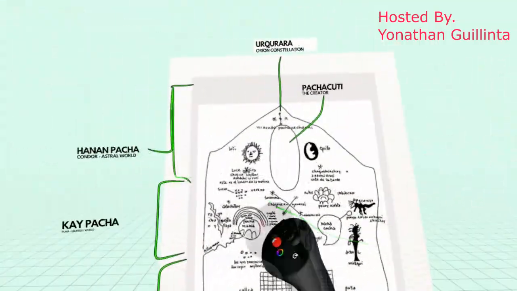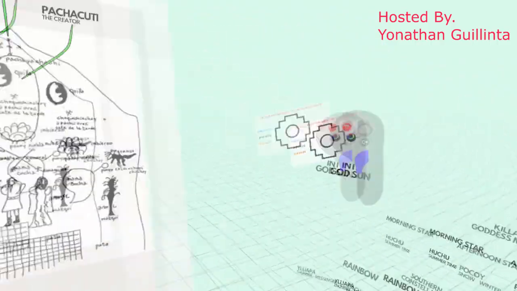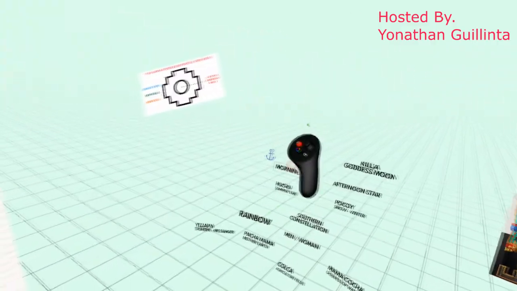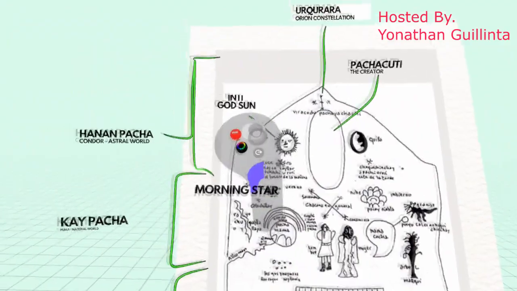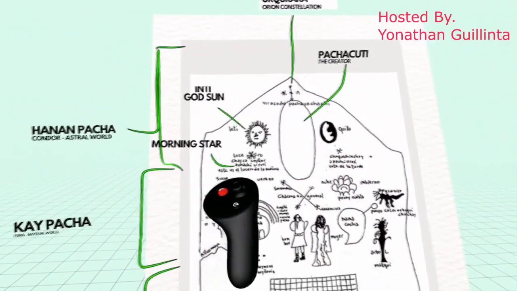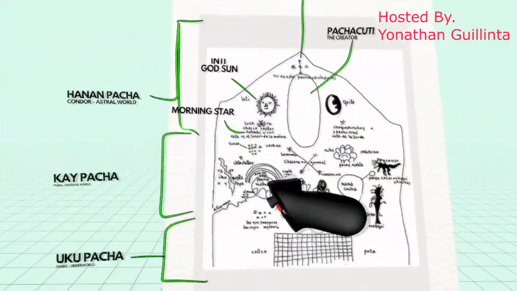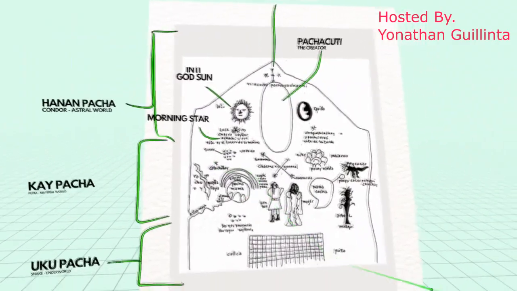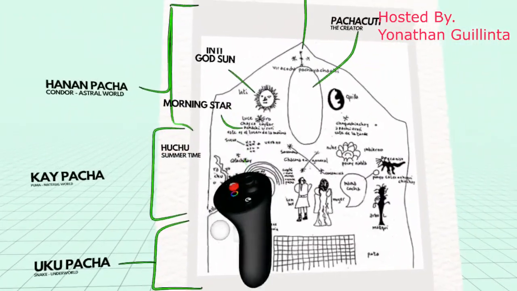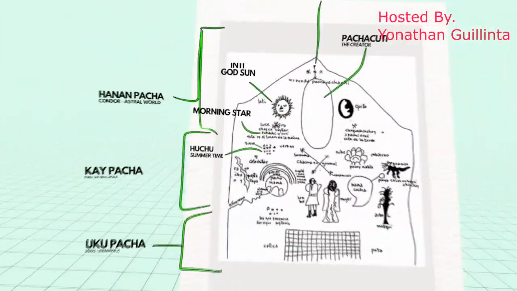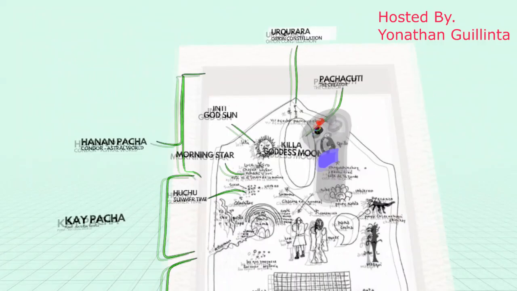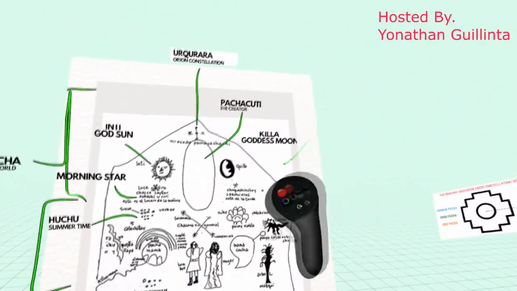Okay, and then here to the left, we got the god sun. There we go. So you have the god sun here. And then you have a constellation which is the morning star. You can put it over here. Okay, the morning star. Then underneath, you have this group of stars that represent the solstice of the summertime, and it's called the Uchu. This is the constellation of the summertime, and it's called the Uchu. Okay, and then to the other side, here we got the sun, here of course we have the moon, and it's called Quilla.